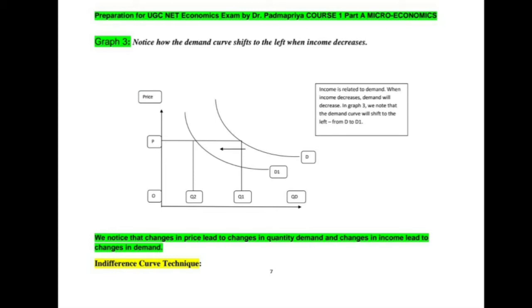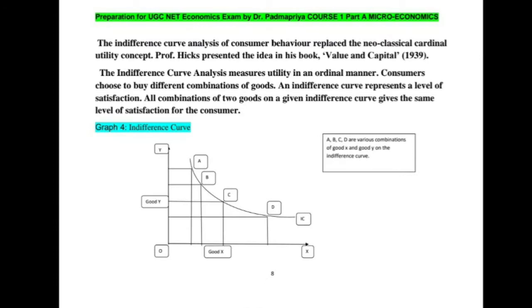Now we go to the indifference curve theory analysis, which was given by John Hicks in his famous book Value and Capital in the year 1939. The indifference curve analysis is considered to be an improvement over the neoclassical utility theory. The indifference curve analysis measures utility in an ordinal manner. Consumers can buy different combinations of goods. An indifference curve represents a certain level of satisfaction. Here in graph number 4, we find that all combinations of two goods on a given indifference curve give the same level of satisfaction for the consumer.